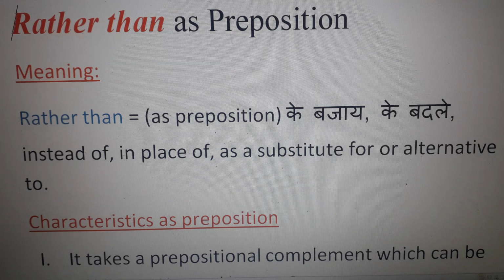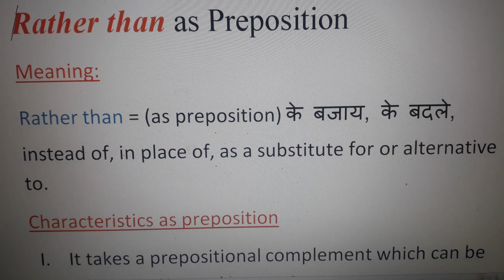Rather than can be used as a preposition, as a correlative conjunction, or as a coordinating conjunction. In this video I am going to talk about how rather than is used as a preposition. Let us first see the meaning of rather than.